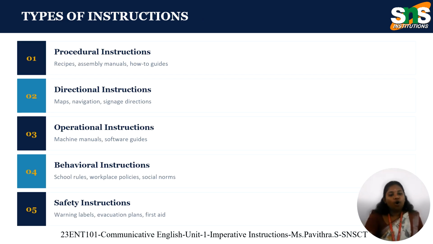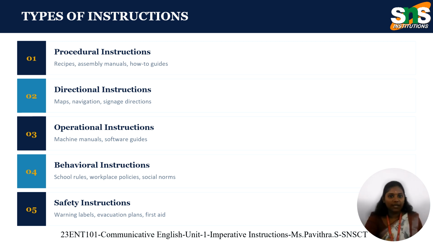Now, not all instructions are the same. There are actually five main types. The first one, procedural instructions. These guide you through a process step by step. Think recipes, assembly manuals, or how-to guides. The second one is directional instructions. These help you get from point A to point B. Maps, navigation apps, signage, all directional.